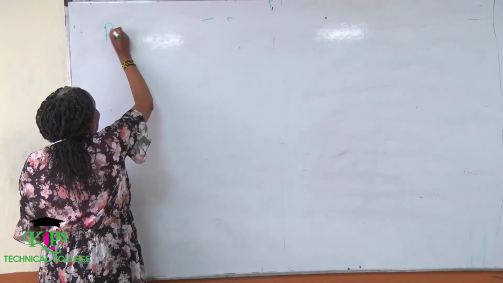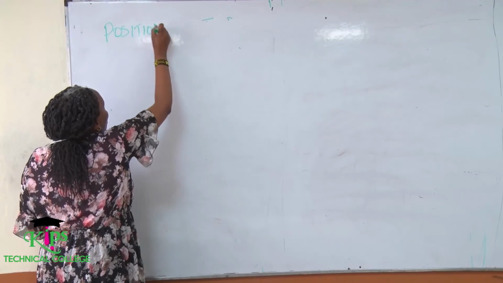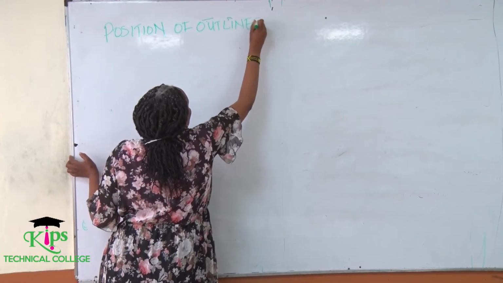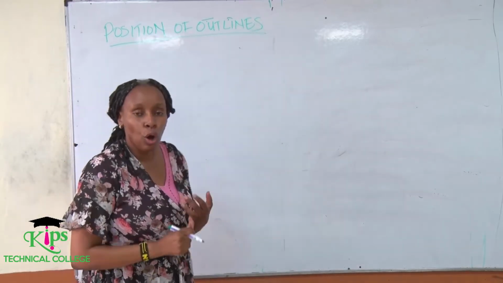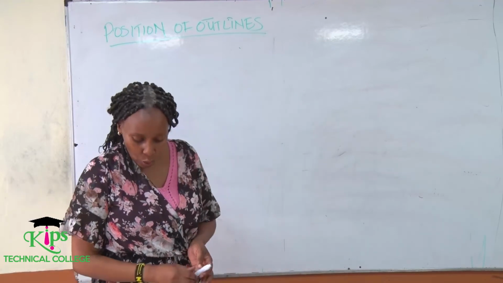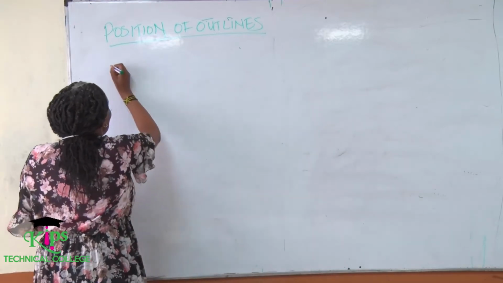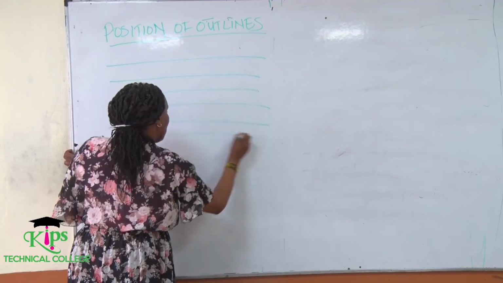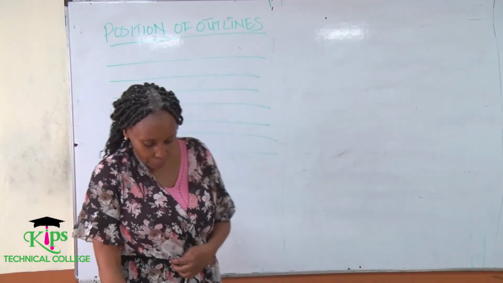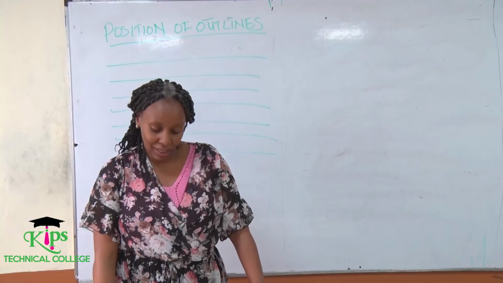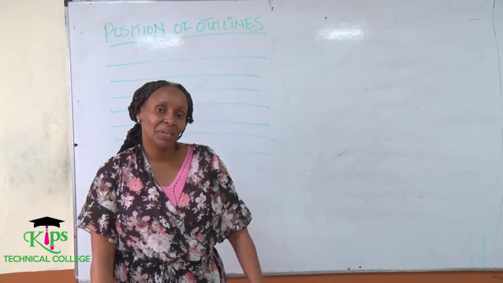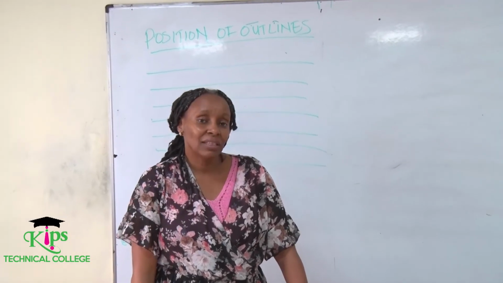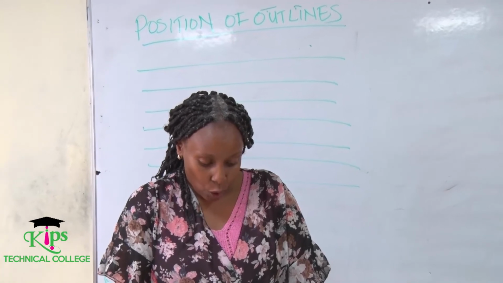Position of outline. Now, in shorthand, remember all the time, this is our imaginary book. So we should always have this all the time. We say we have got positions in outlines. When we talk about outlines, remember the P, B, T, D, Ch, J, those are outlines. Now, these outlines can be written in three different positions. That's what we call the position.